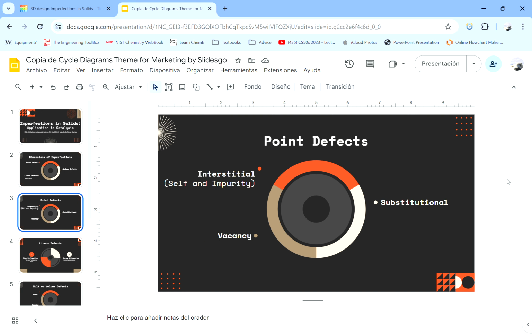There are 3 kinds of point defects. The first kind are interstitial defects, which is the insertion of an extra atom. Now this atom can be the same as the original substance, or it can be a different atom, an impurity. There are also vacancies, when the original atom is not present, or substitutional, where there is a different atom in place of the original one in the structure.